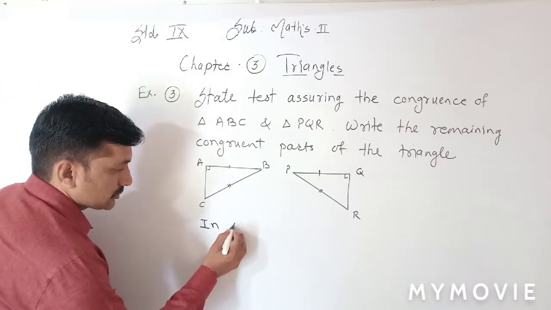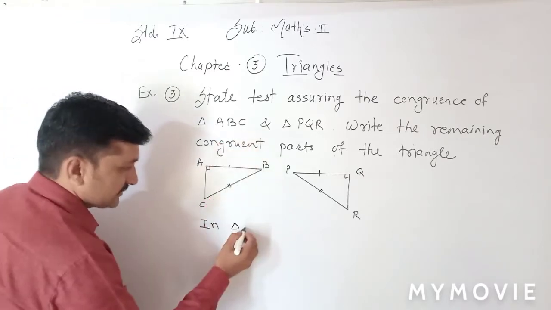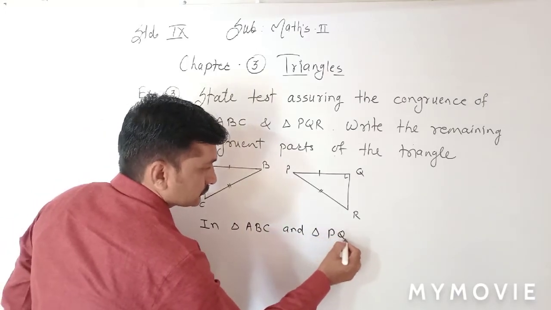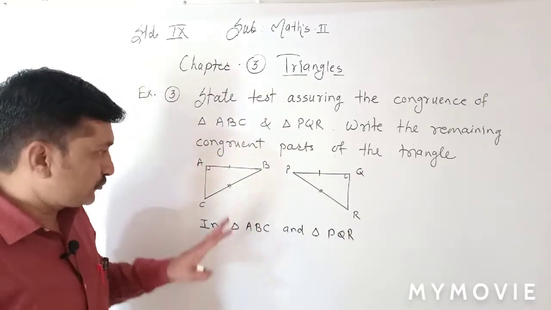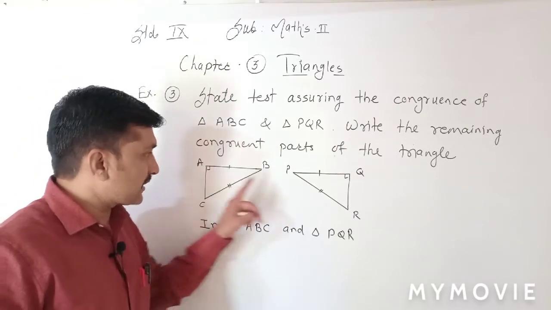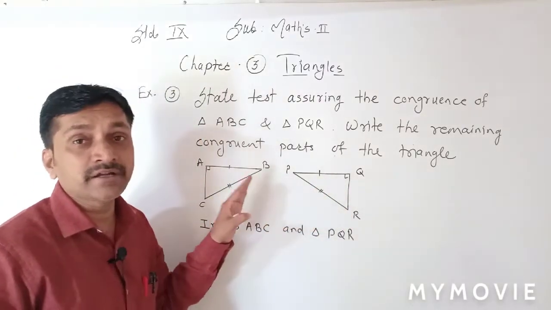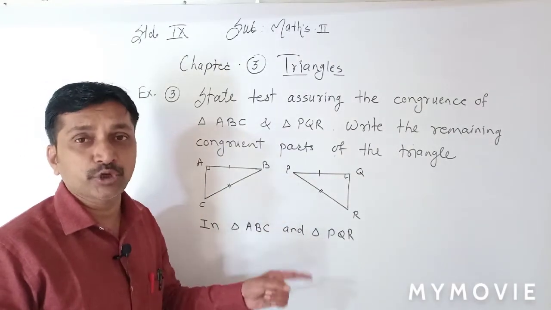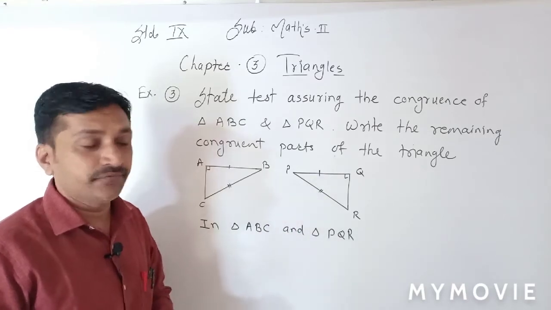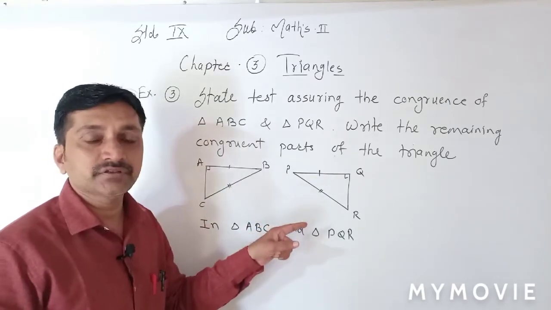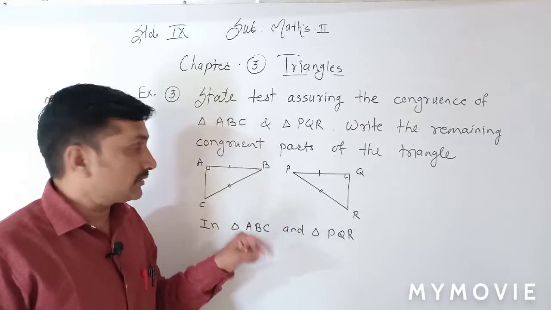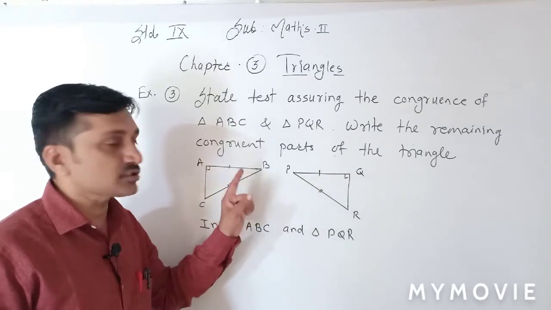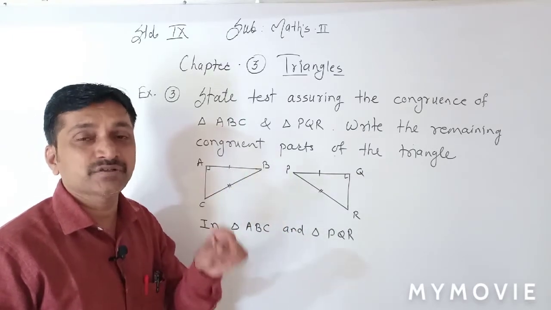In triangle ABC and triangle PQR, if you observe both the triangles, here is 90 degrees, here is 90 degrees, means both are right angle triangles. And if triangles are right angle triangles, there is a possibility of the hypotenuse side test. If hypotenuses of both the triangles are congruent and any one of the sides is congruent, then by hypotenuse side test the triangles are congruent. But for that both the hypotenuses should be congruent.